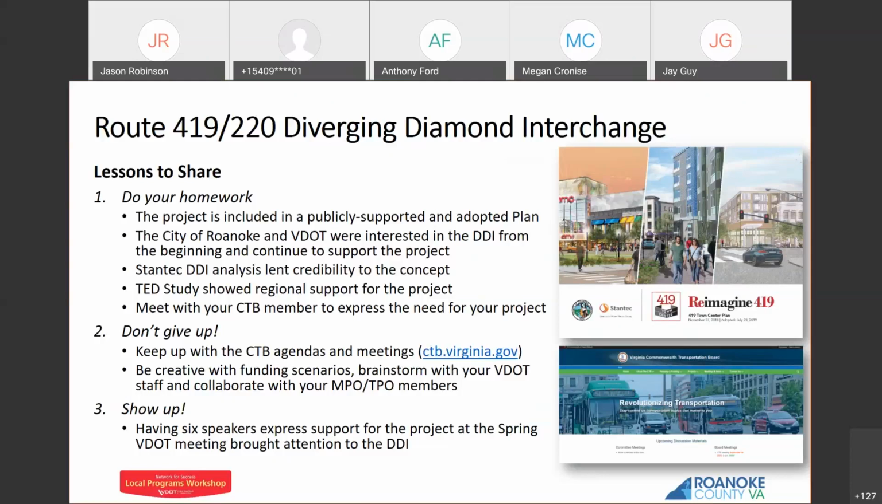Be creative with funding scenarios, brainstorm with your VDOT staff, and collaborate with your MPO and TPO members. We have some fantastic Salem District staff who are always helpful in trying to help us figure out how to put money on things. And then show up. Having 6 speakers express support for the project at the spring VDOT meeting brought attention to the DDI. That was one of the projects that had the most speakers on it, so that got attention. Next slide, please.